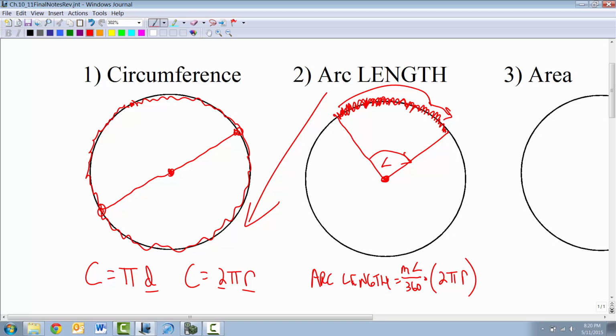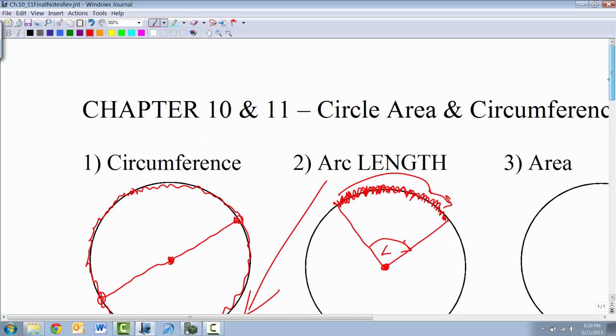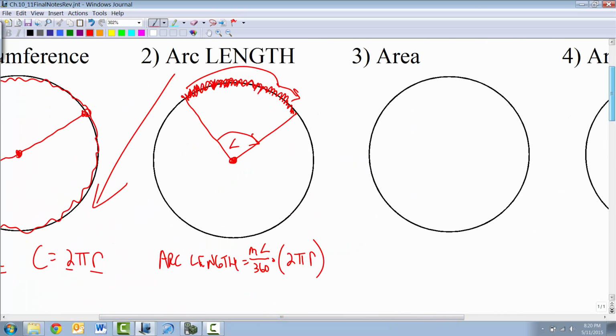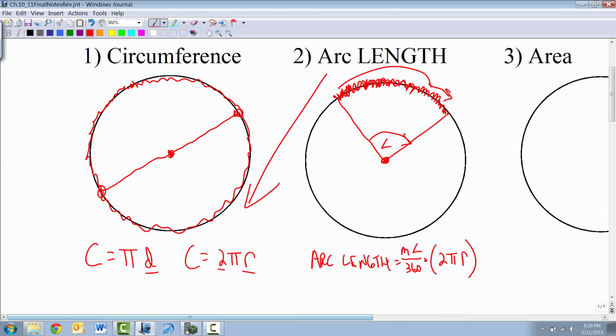But anyway, I'm going to start with circle stuff. This was from chapter 10, circle, area, and circumference. Then we go to chapter 11 stuff later in the movie that deals with the volume issues. All right, so the first two concepts are kind of intertwined.